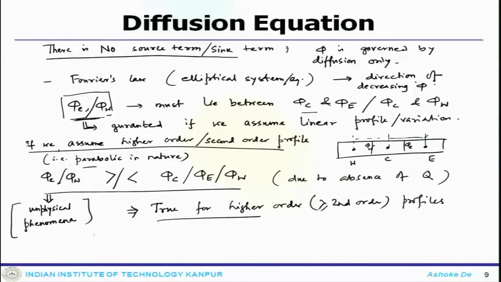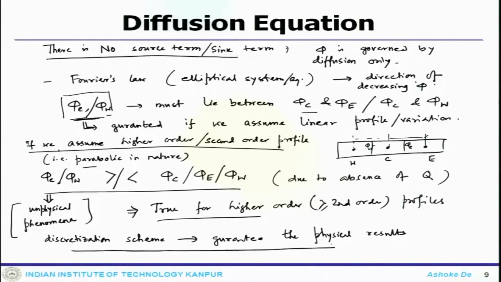So, the point here is that the discretization scheme, if it has to be adopted, has to guarantee physical results. That means you cannot afford to get unphysical results, which can possibly happen if you assume a higher order profile in this particular case.